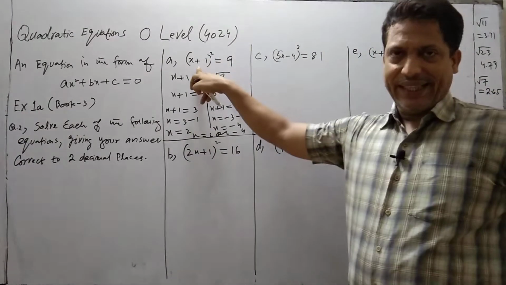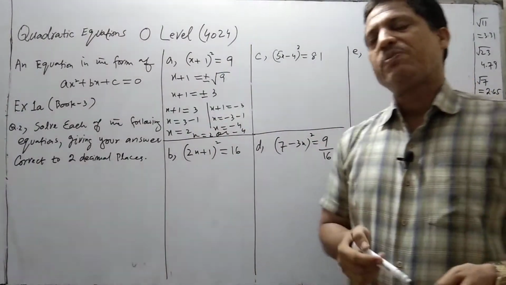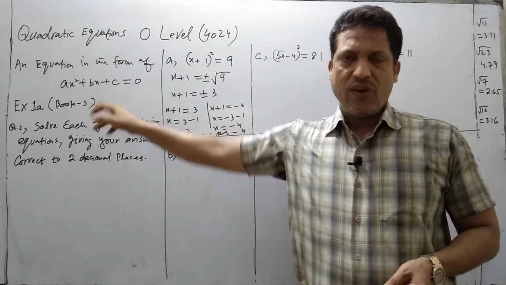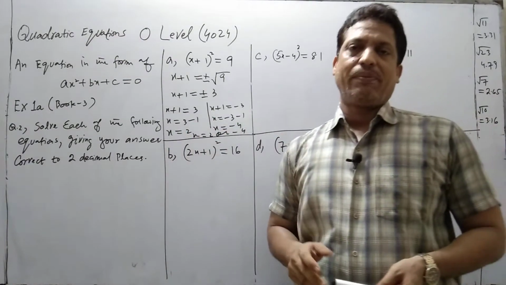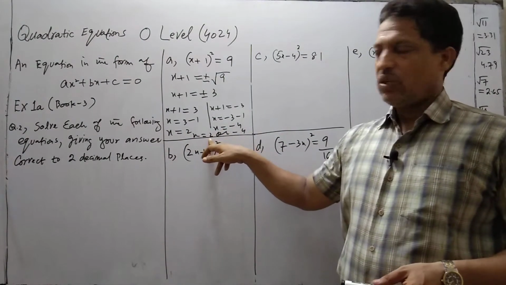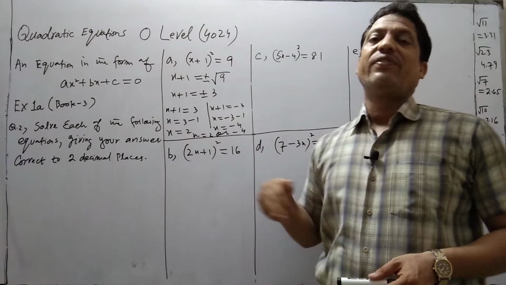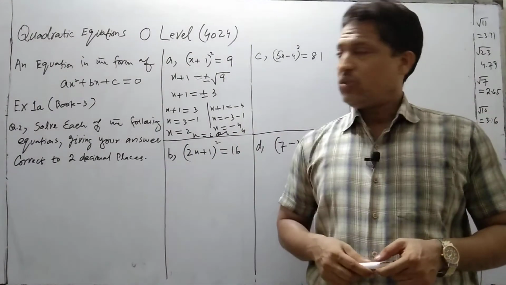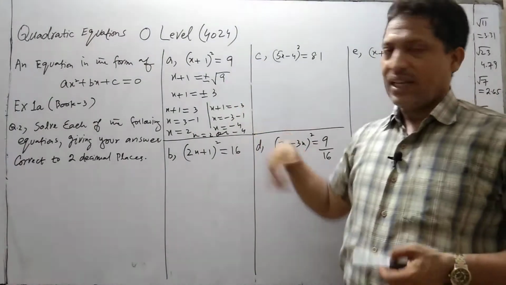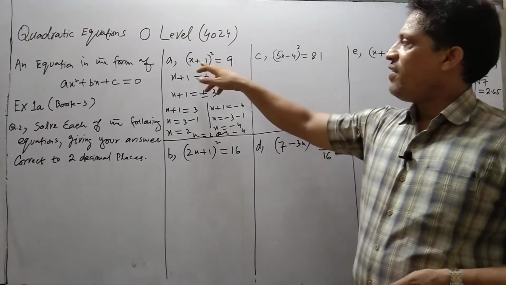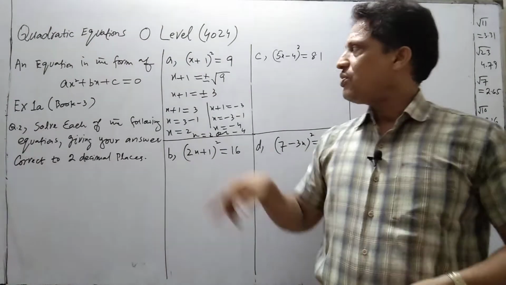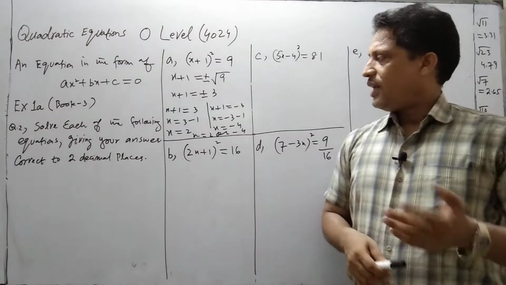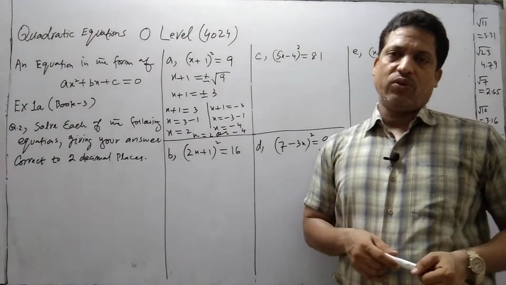If you expand this with the help of a plus b whole square formula, make a quadratic equation in this form and then apply the middle term break method, you will get the same answer, 2 or minus 4. But it will take a very long time to get the answer of x. So whenever you see whole square, you just take square root on both sides and then solve. It will take less time to solve the equation.